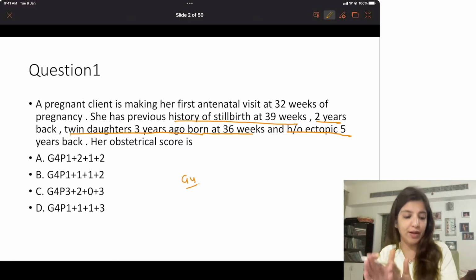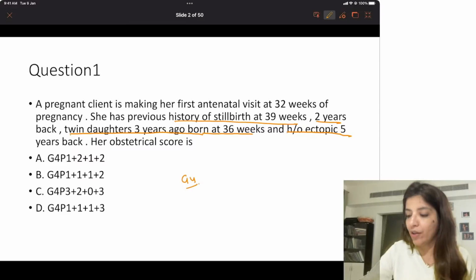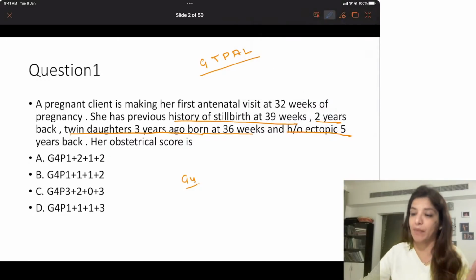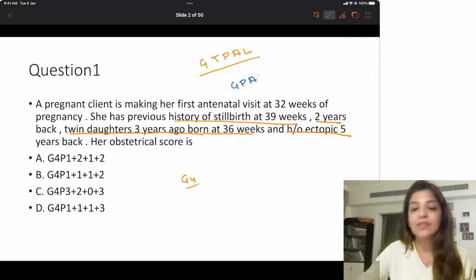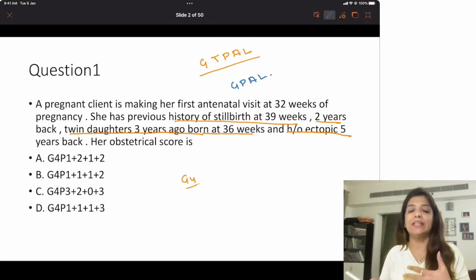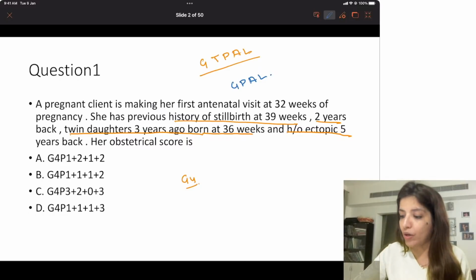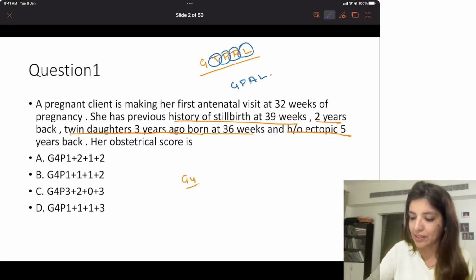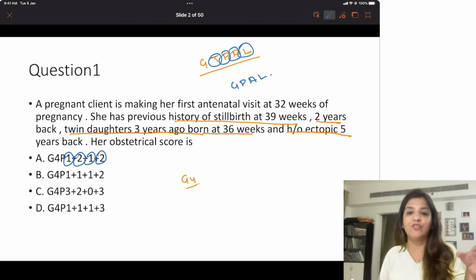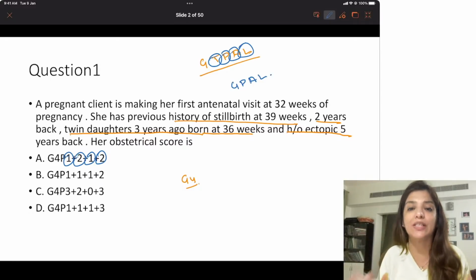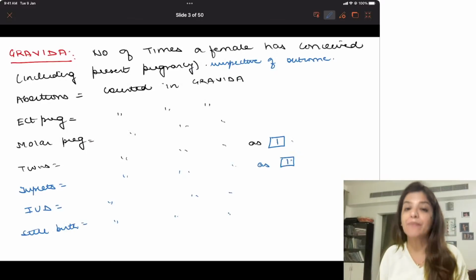Now, when we are talking about G4 P1+2+1+2, what does that mean? That means there are 4 numbers written in front of parity. If 4 numbers are written after gravida, it is the GTPAL score they are talking about. There is one system called the GPAL system and the other, the GTPAL system. In the GTPAL system, 4 numbers are written after gravida, and over here we can see 4 numbers after gravida. That means this is the GTPAL system which is being followed.